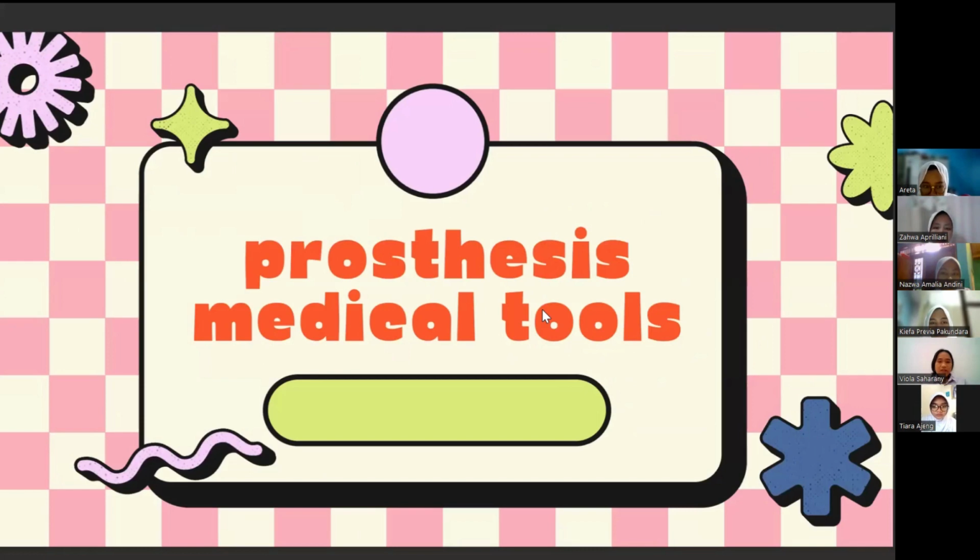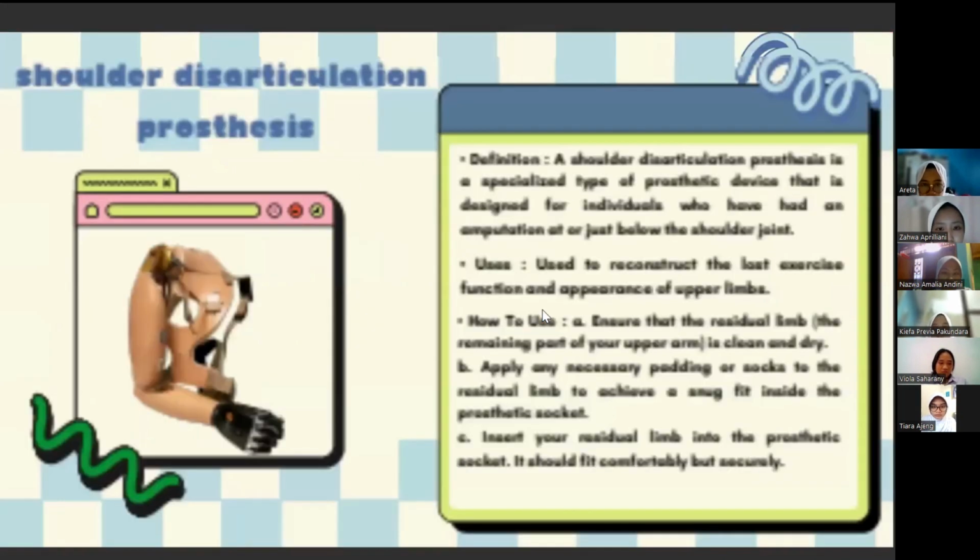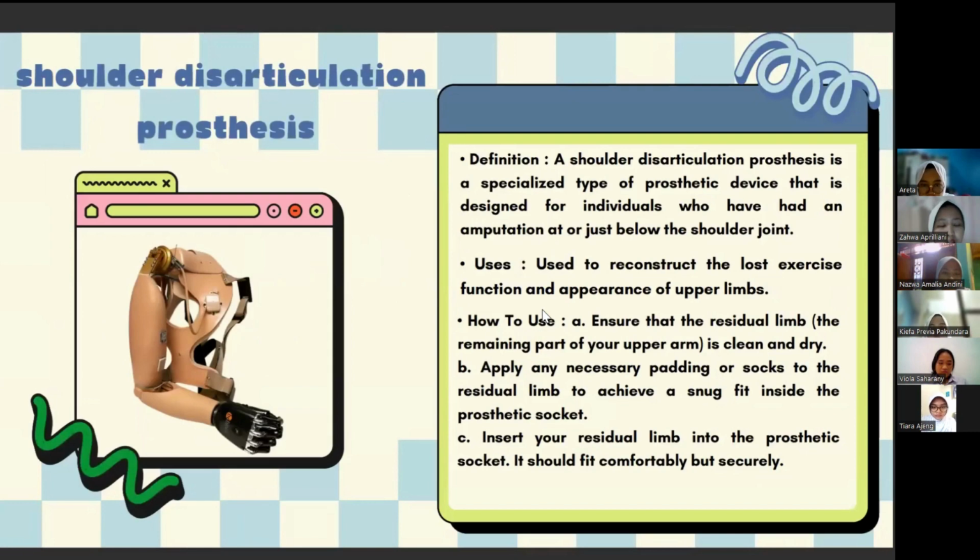Okay, the next material is about prosthesis medical tools. The next slide is presented by Zahwa. Zahwa, time is yours. Okay, thank you, Viola. First, shoulder disarticulation prosthesis.